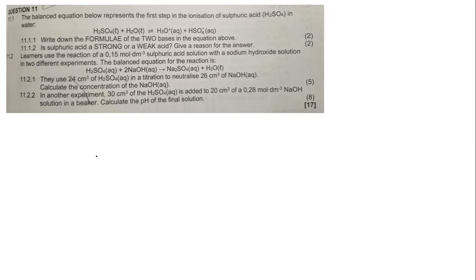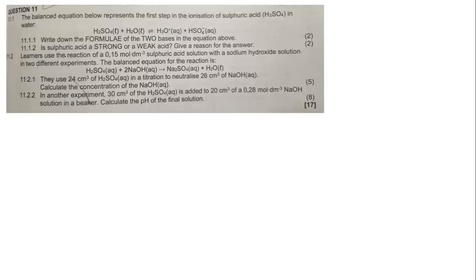The balanced equation below represents the first step in the ionization of sulfuric acid in water. So we are also provided with the balanced chemical equation between the sulfuric acid and water. And then we see that we managed to form these ions. Now the solution of water and sulfuric acid is most definitely acidic. But how would you be able to tell that the solution is acidic? It's because on our product side, we have hydronium ions. The presence of hydronium ions clearly shows that the solution is acidic, because we know that hydronium ions indicate that we have an acid.